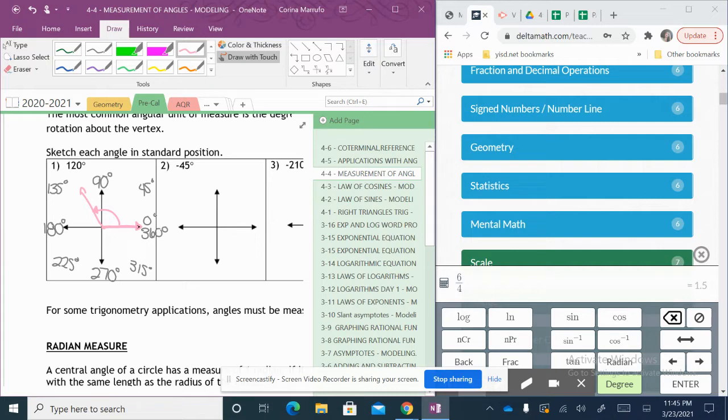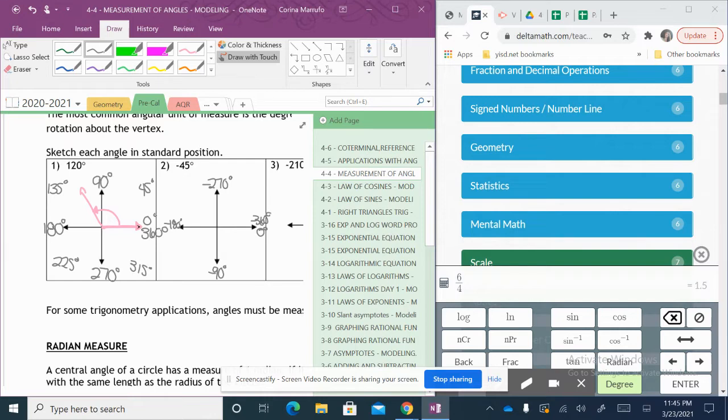That's how you sketch your angle. Okay, so looking at the next one, this is negative 45. So if we're going negative 45, then we're going to go in the opposite direction. Okay, this is going to be 0 degrees. This would be negative 90. This would be negative 180. This would be negative 270. And this would be negative 360.